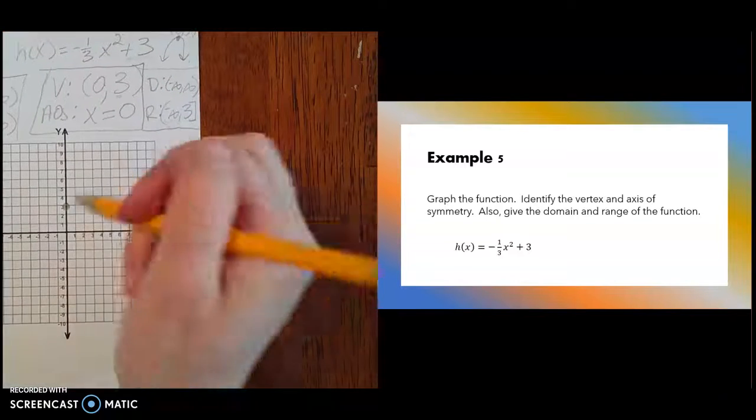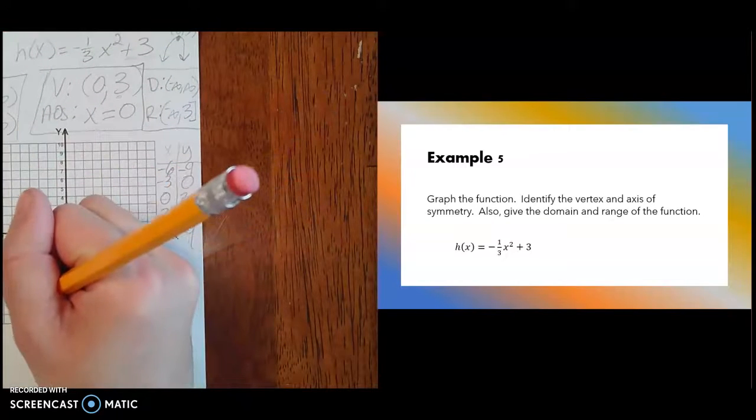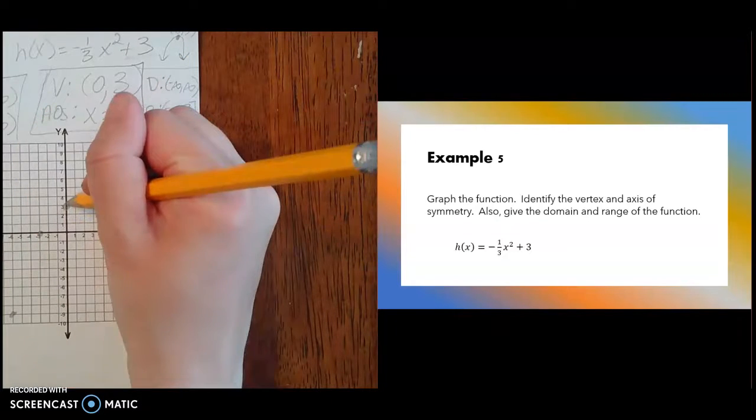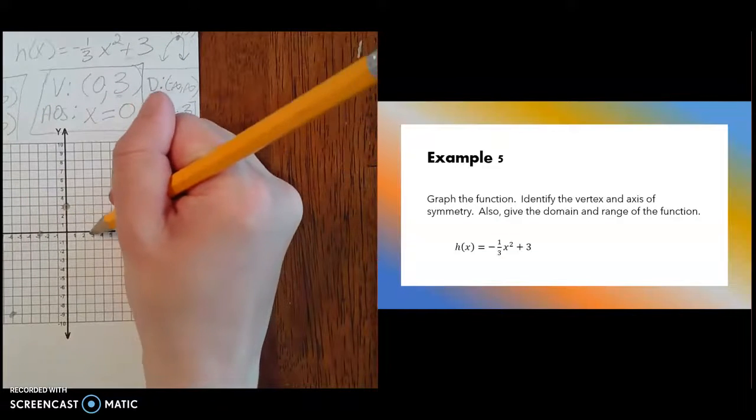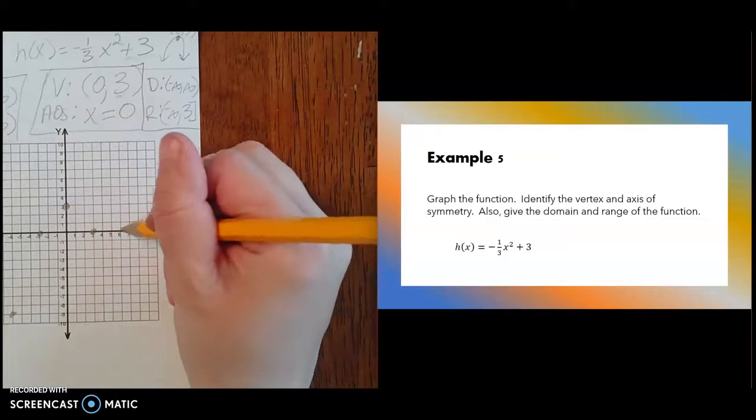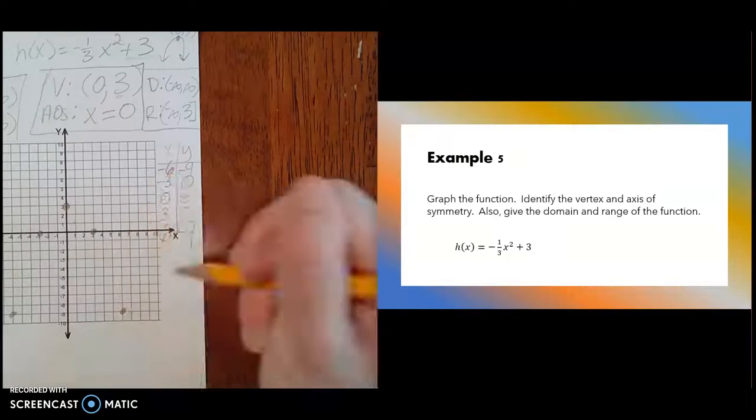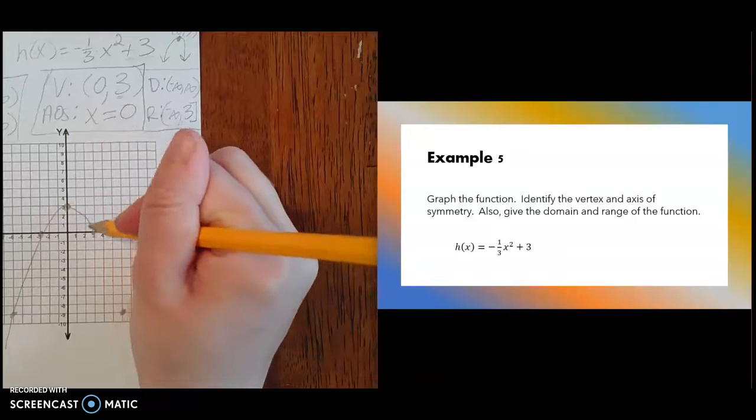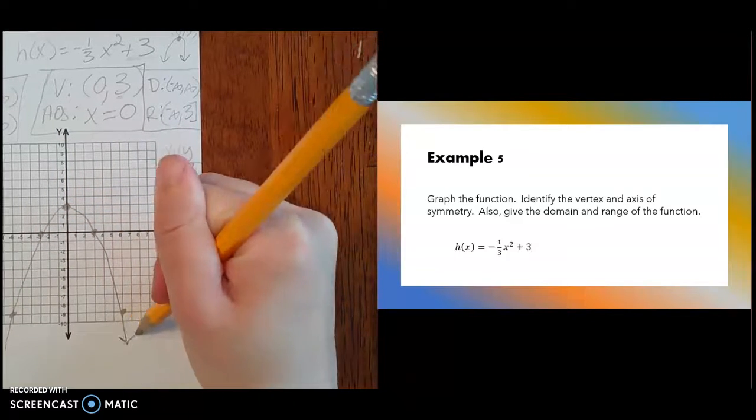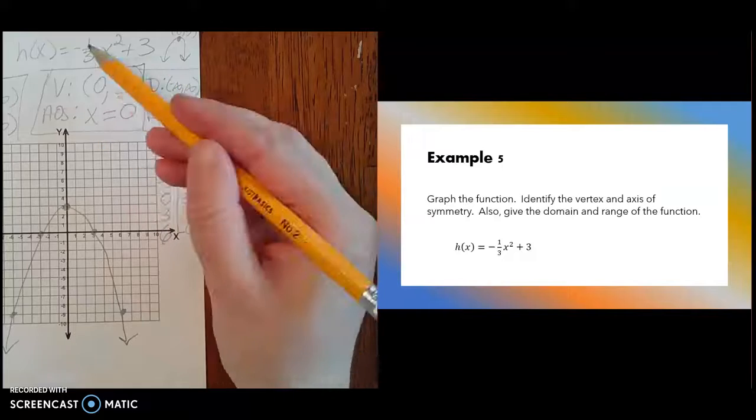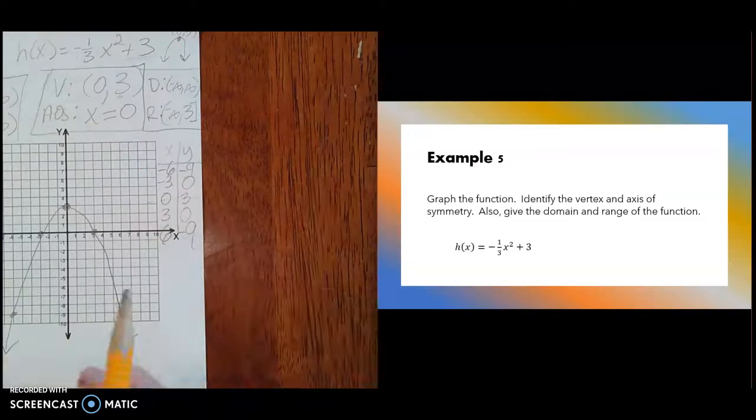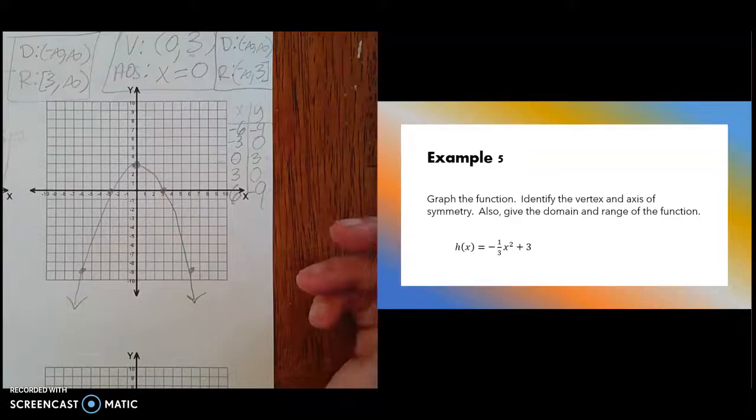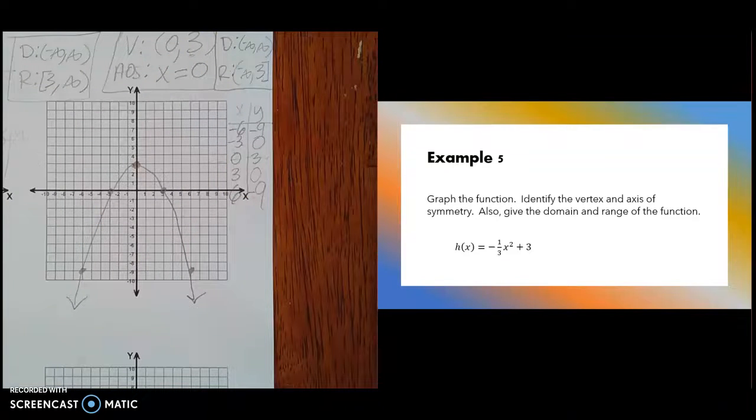So let's plot our points. We've got -6, -9. We've got -3, 0, 0, 3, which we already had. +3, 0, and 6, -9. So you can see our nice U shape here. You'll notice that it's downward, just like we thought it would, because of that negative a value. You'll notice it's also a wider graph than normal because of that 1/3 instead of just a regular x squared.